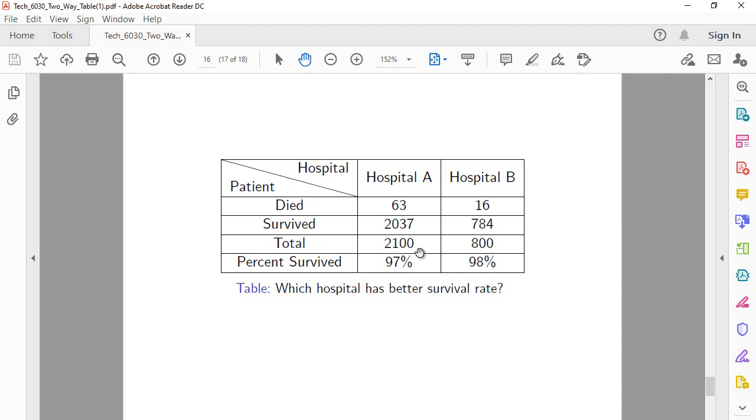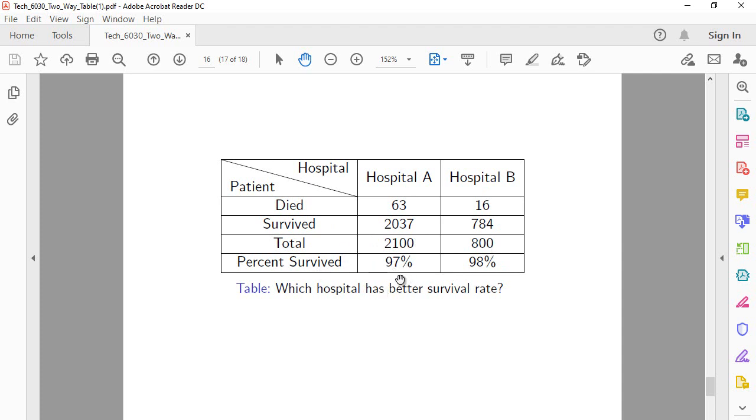So let's say that these here are the counts for each of the cells. So 63 of the patients in hospital A died. 16 of the patients in hospital B died. 2,037 of the patients in hospital A survived. 784 patients in hospital B survived. So 2,100 is the total number of patients in hospital A, and 800 is the total number of patients in hospital B.